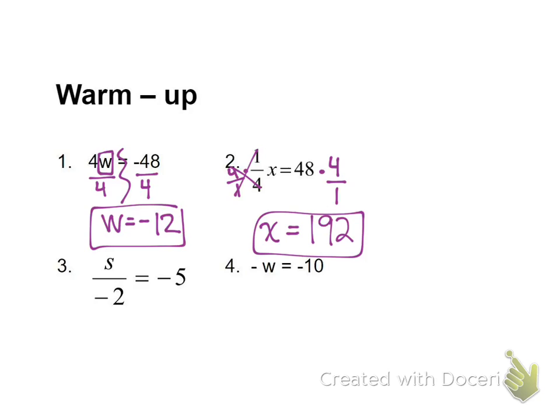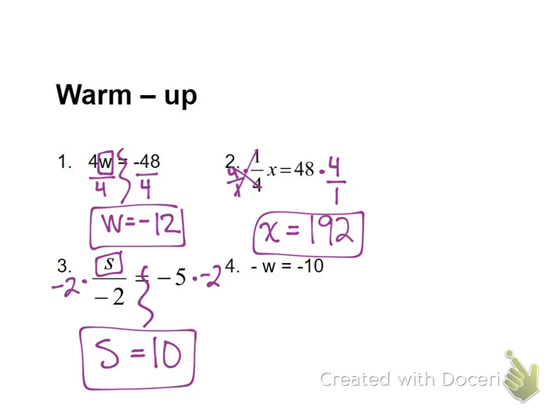All right. Number 3, what did we do to get s alone? Times -2. Multiply both sides by a negative 2. What do we get for s when we do that? Loud and proud. 10. Positive 10.